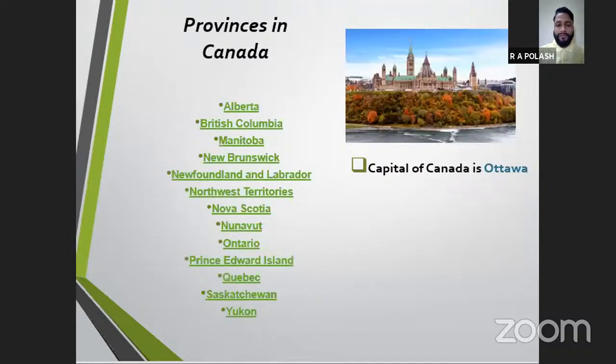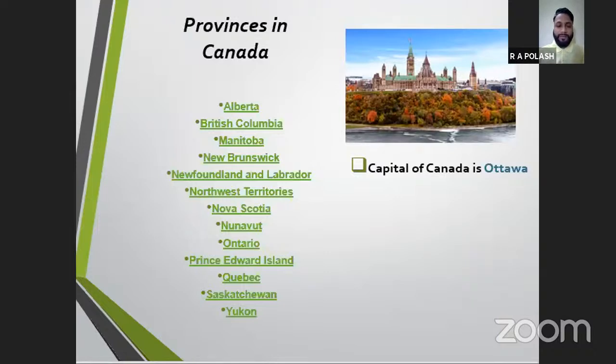Here is the capital city of Canada, Ottawa, and there are some provinces in Canada. In those provinces there are lots of universities where you may want to study. I want to know which provinces you want to study in. Please type in the chat box which province you want to study in Canada. Saskatchewan, Mr. Chodri, Manitoba from Barai. Anyone left? I need more comments in my chat box. Manitoba, yes. Anyone? British Columbia, yes.